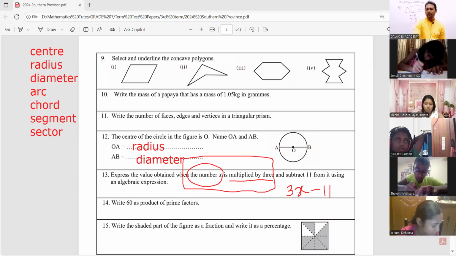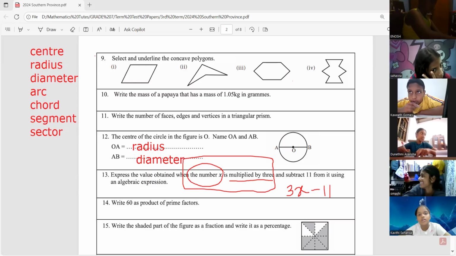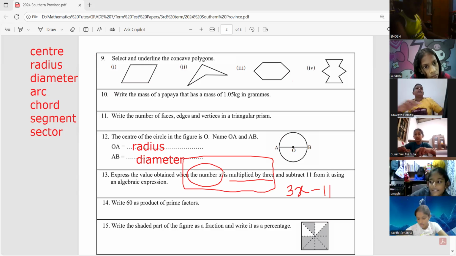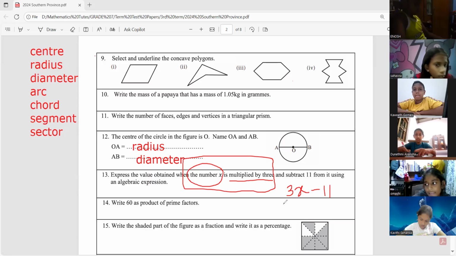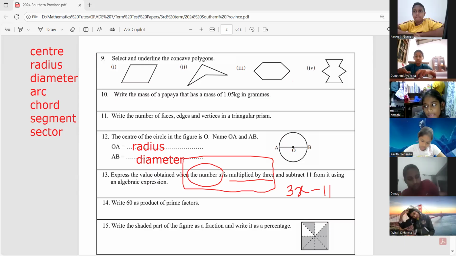How about this paper? Is it difficult or easy? It is not difficult, no? Yeah, it's a little easy. Right. Now we can go to the next one, number 14.